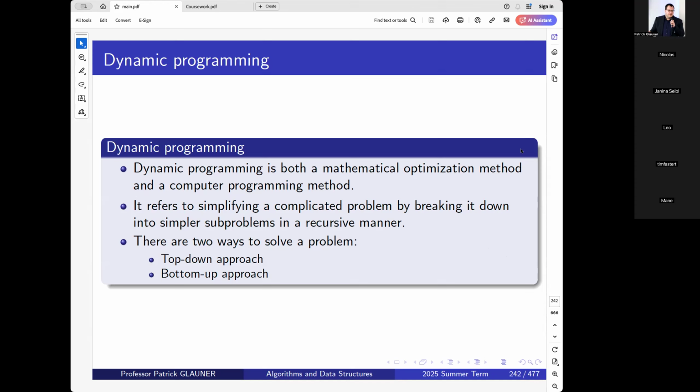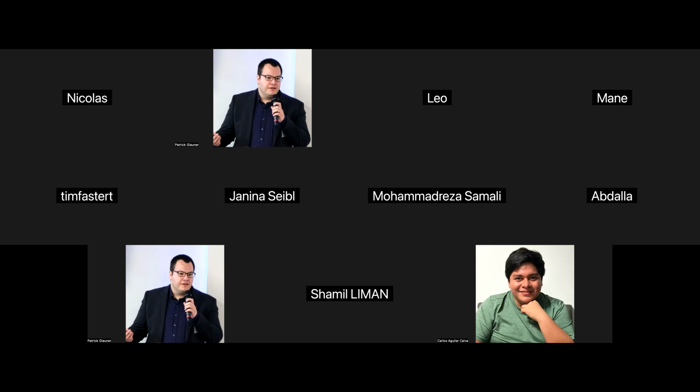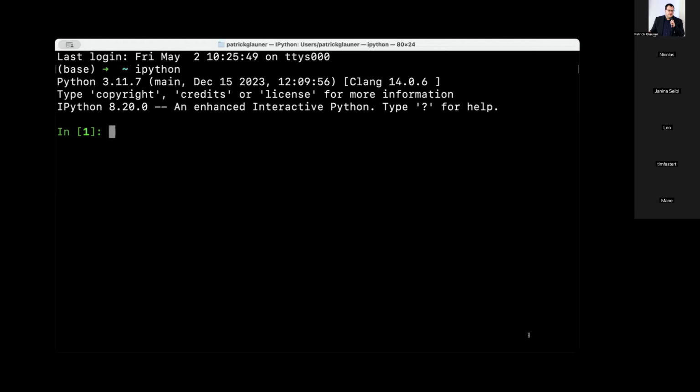And these are the two examples we will briefly calculate or briefly implement together. So for this, I will share my live coding session. We will start with the top-down approach.